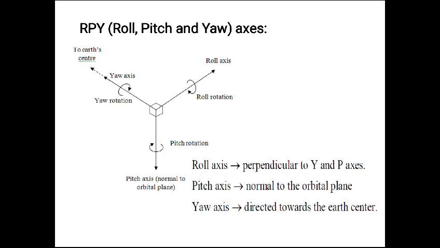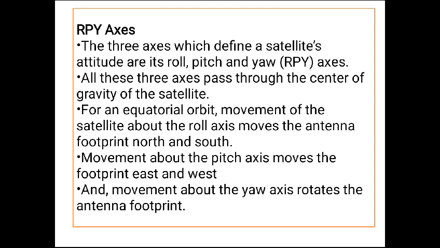Here we have the RPY axes: roll, pitch and yaw. The roll axis is perpendicular to the yaw and pitch axes, the pitch axis is normal to the orbital plane, and the yaw axis is directed towards the earth center. The three axes which define a satellite attitude are the roll, pitch and yaw axes. All these three axes pass through the center of gravity of the satellite.